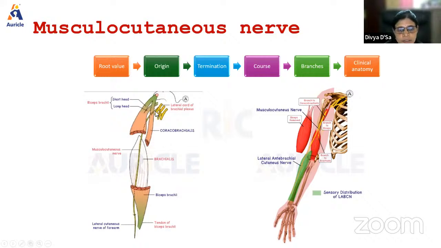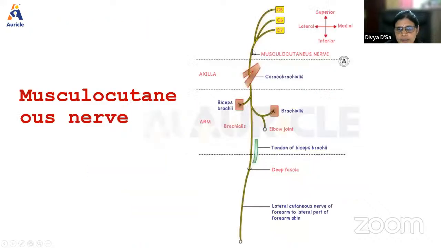Why it is called musculocutaneous is, if you see its course, in the flexor compartment of the arm it supplies all the muscles, and that is how we identify it: it pierces through the coracobrachialis. In the forearm, it becomes cutaneous and continues as the lateral cutaneous nerve of forearm. That is why it is called musculocutaneous. It is formed by C5, C6, C7.